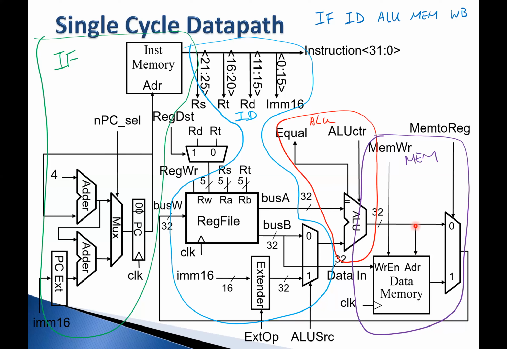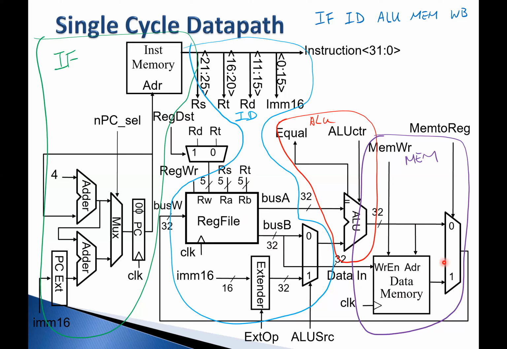But the result is not what you want to store, right? You want to use it as your address and then get your data. So this is load word. If it's a store word, you still use this address and then copy the data from RT, right? And put that into the data memory. So this is what memory stage does.